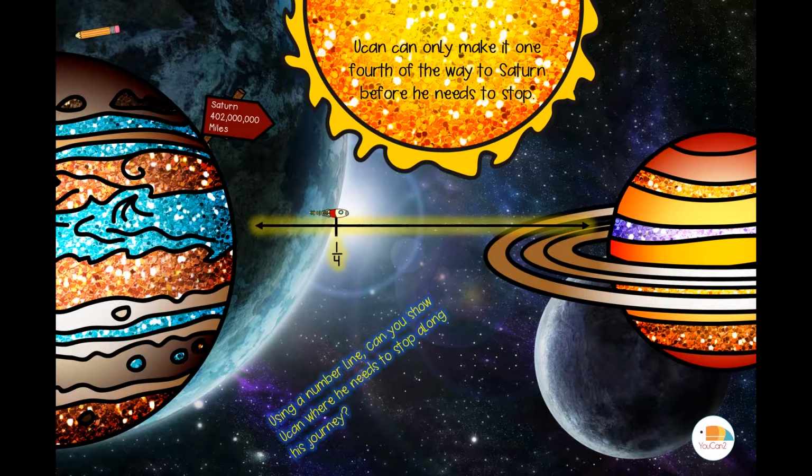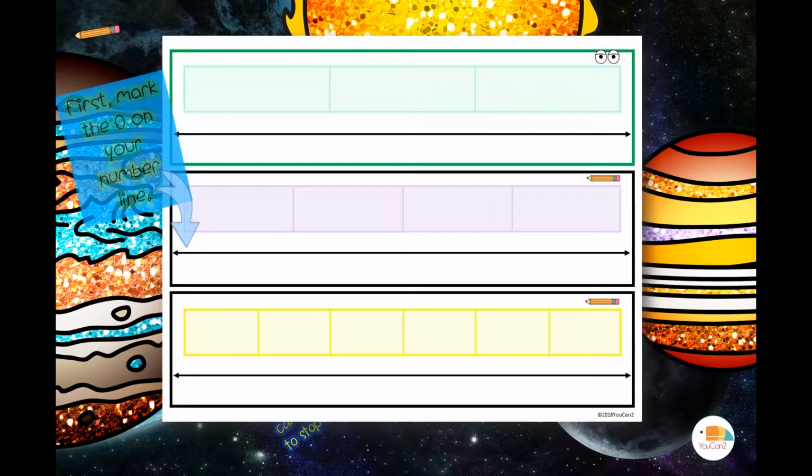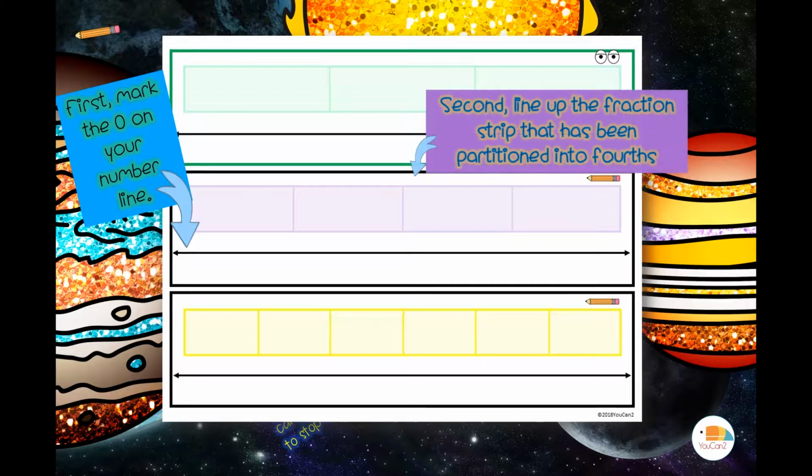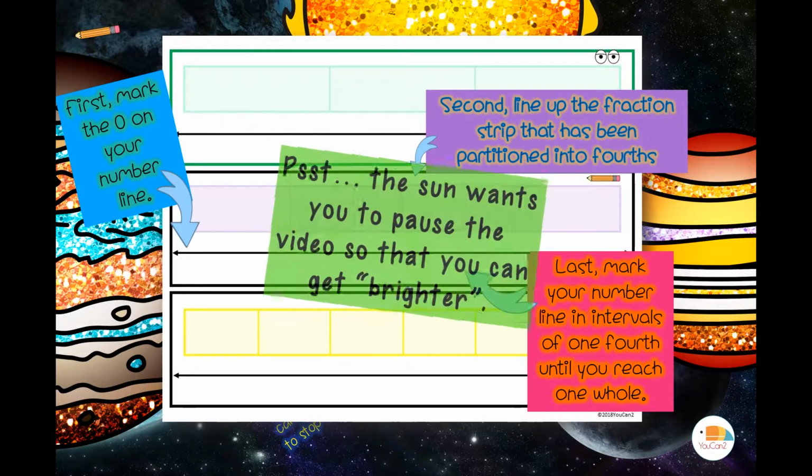So first you're going to mark a 0 on your number line. Then you're going to line up your fraction strip that has been partitioned into 4s. And last, you're going to mark your number line in intervals of 1/4 until you reach a whole.